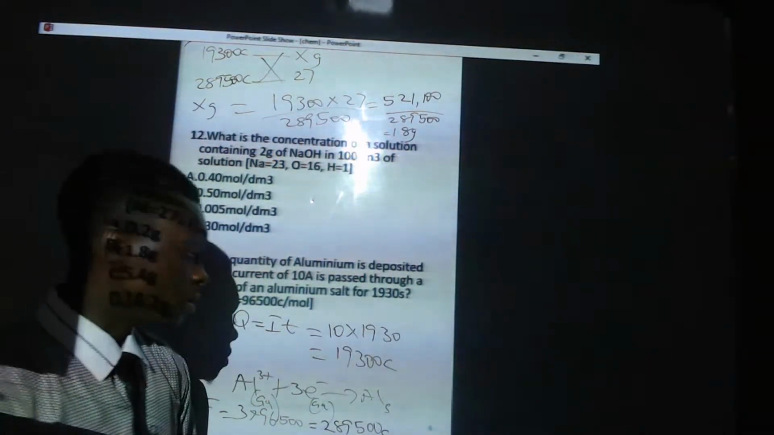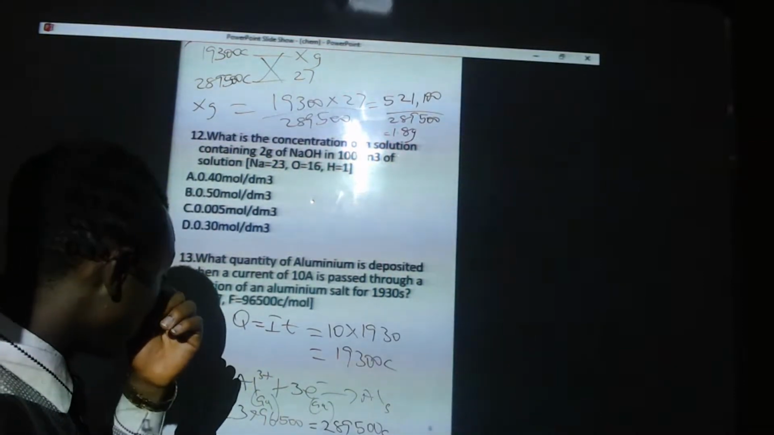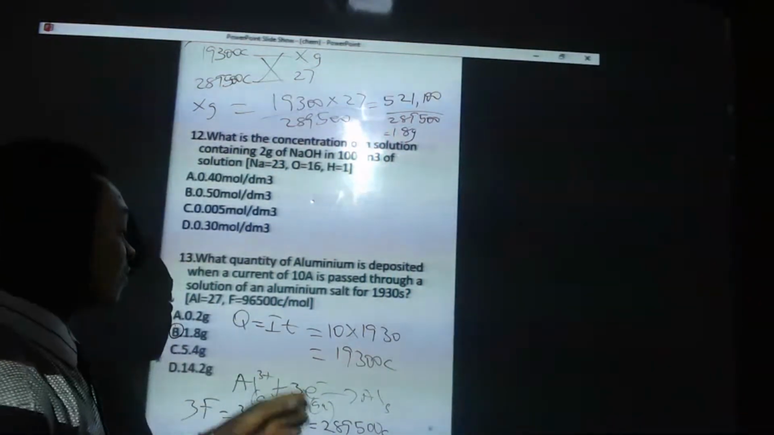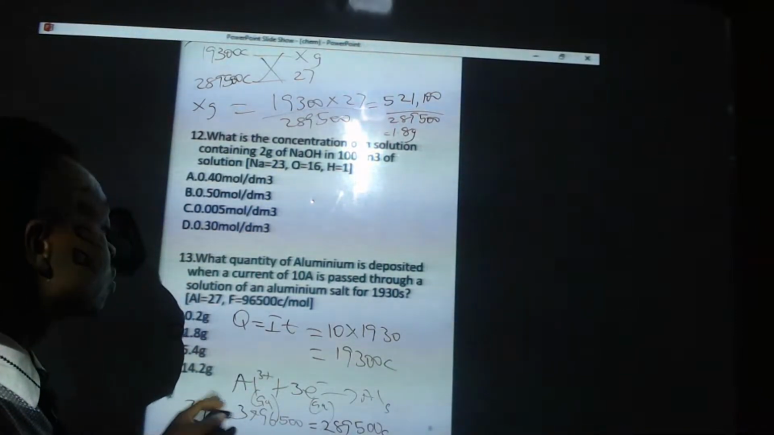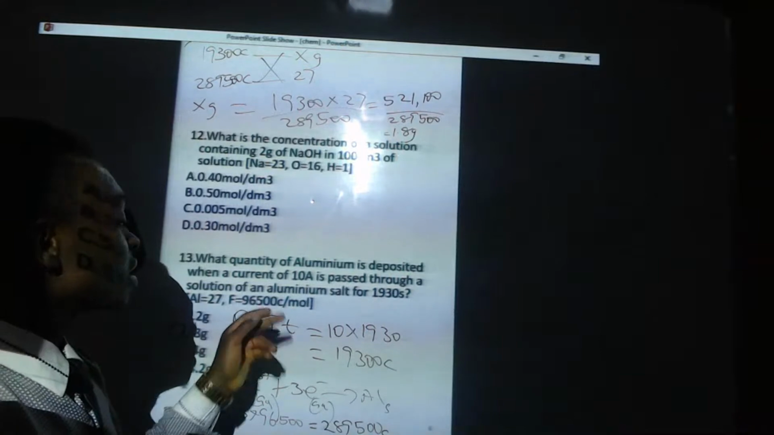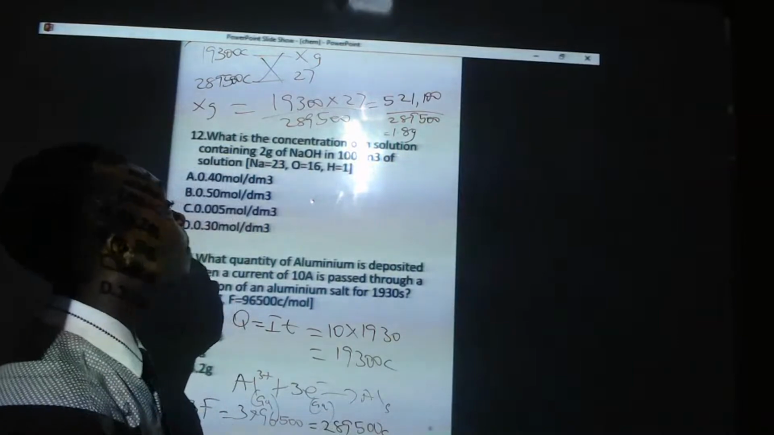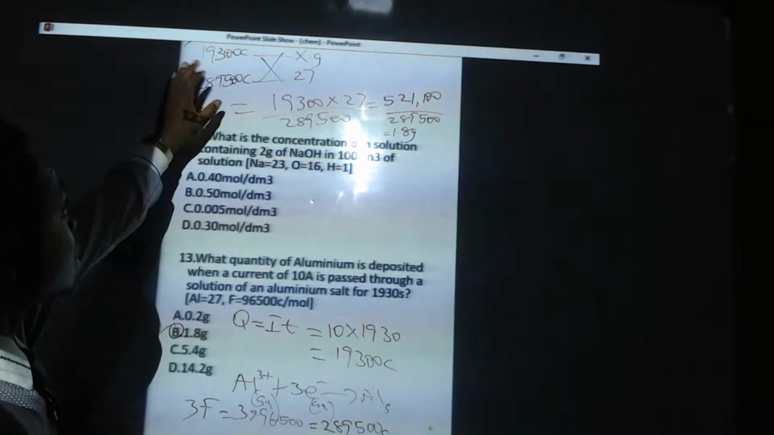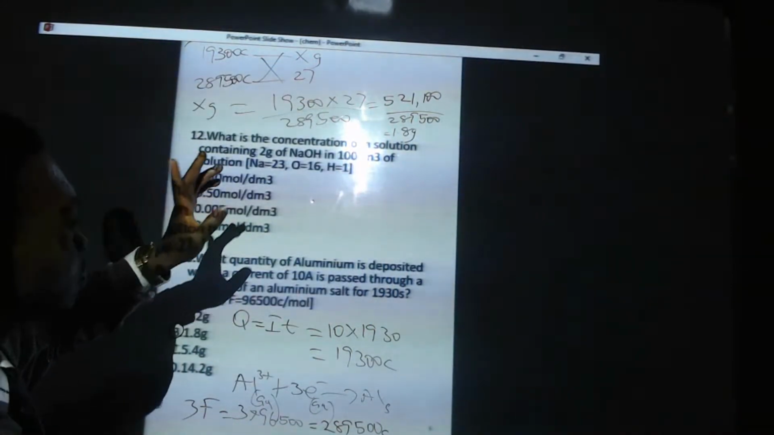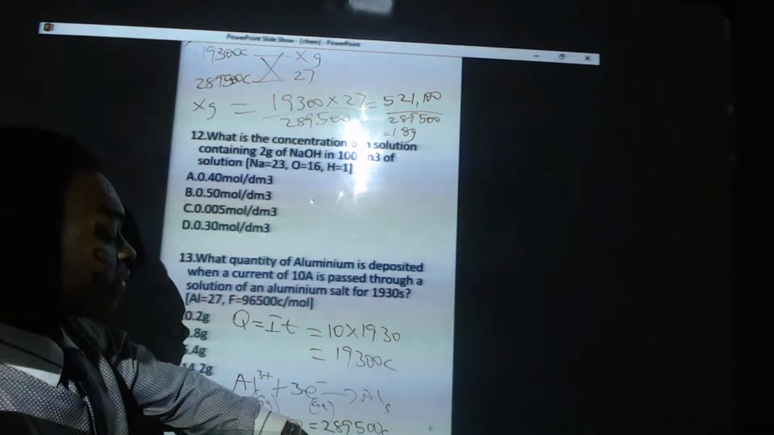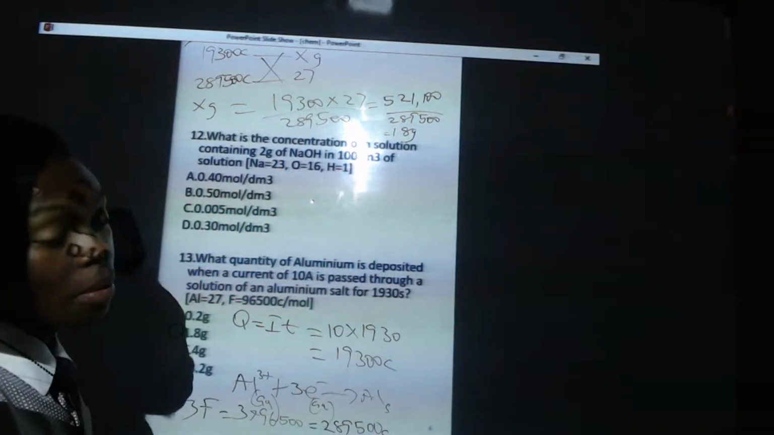After getting 19,300, the next thing is to write the equation. Remember that aluminium is 3 plus, so it will be plus 3 electrons. If it were 2 plus, it would be plus 2 electrons. So here it is 3 electrons. You multiply your 3 by your Faraday, which is 96,500. So 3 times 96,500 gives you 289,500 coulombs. Now your 19,300 coulombs is to x gram, because that's the gram of aluminium we're looking for. We don't know it. But remember that your 289,500 coulombs is equal to your 27 gram of aluminium.